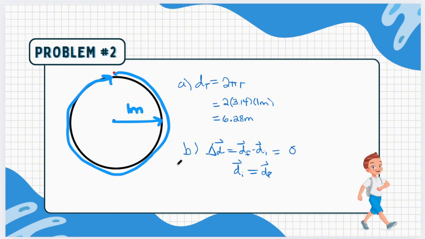However, the distance is non-zero kasi nag-travel pa rin siya eh. Again, for distance, we have to consider the whole path traversed by the object. Okay po? So next, let's move on with speed and velocity.